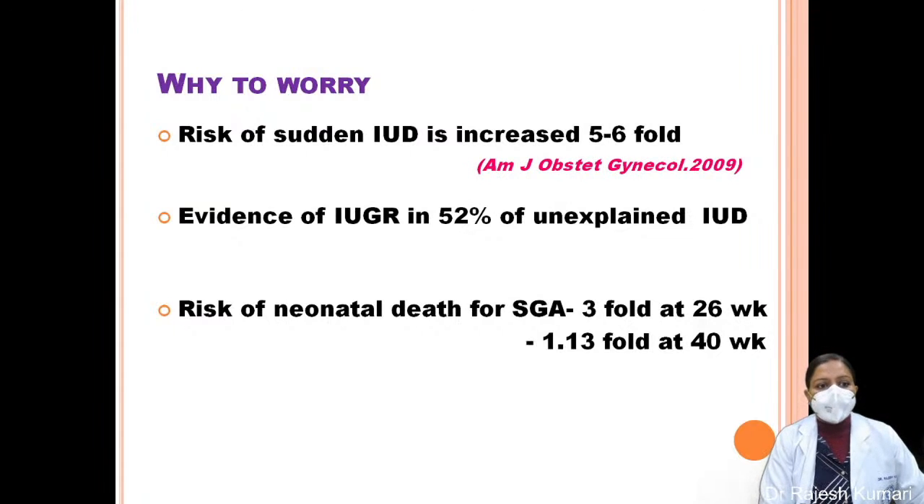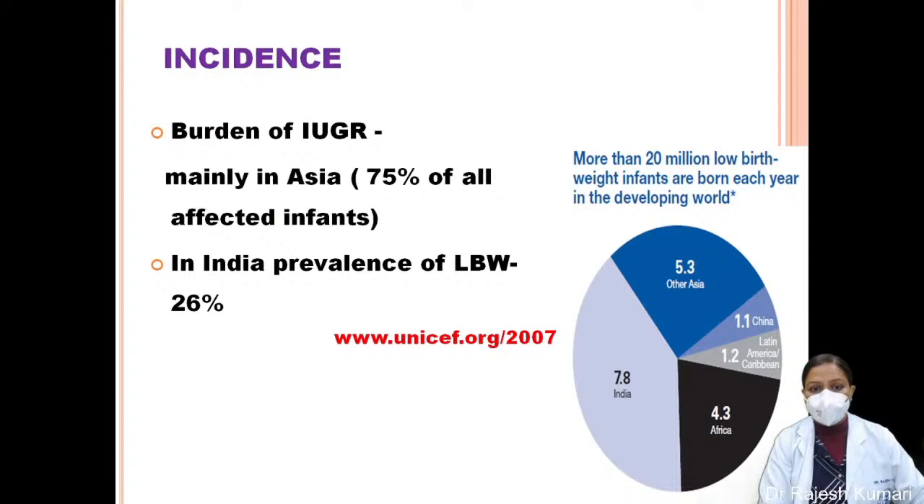So, why is fetal growth restriction important? Because the risk of sudden IUD is increased 5 to 6-fold, and IUGR is found in 50% of unexplained IUDs. And there is a risk of cumulative death for SGA at 36 weeks and 1 to 2 per week.